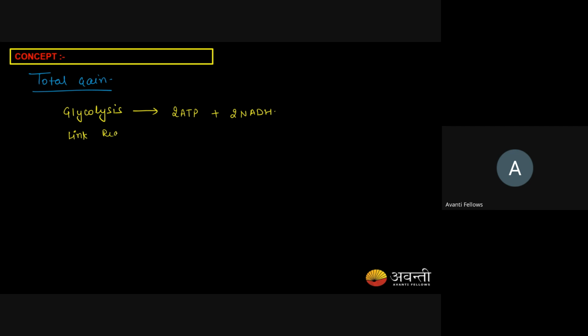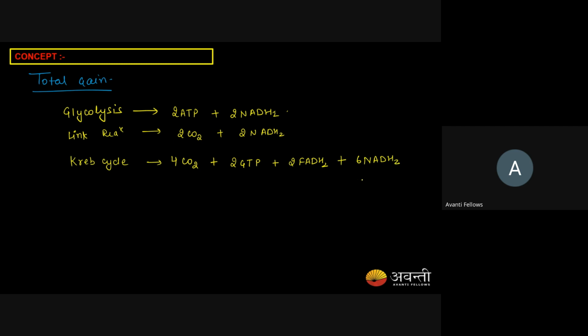In the link reaction, we got 2 CO2 plus 2 NADH2. Write it 2 NADH2. And in the Krebs cycle, what is our total gain? 4 CO2. Very good. 2 GTP, 2 FADH2, 6 NADH2. Very good. Can you calculate the total ATP from here?